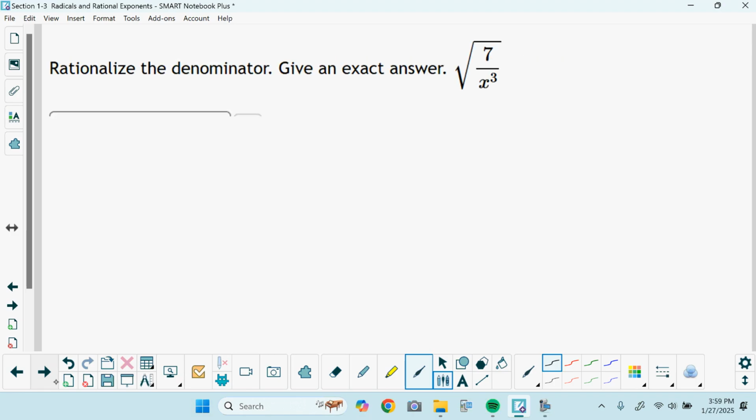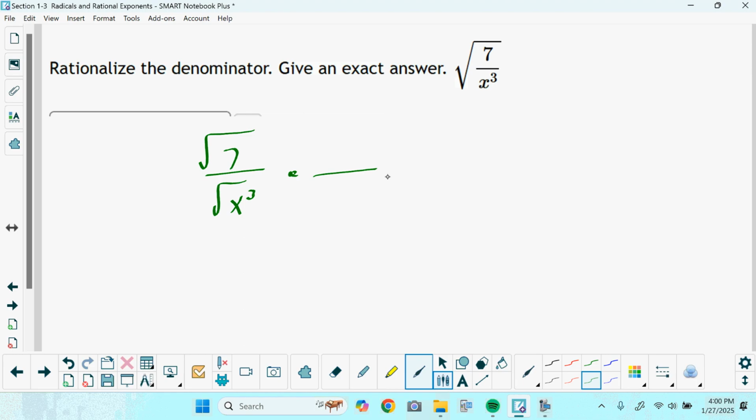Now, let's look at this one. We're going to rationalize that denominator, okay? And what we're going to end up doing is we're just going to, again, split it. So we're going to say, okay, square root of 7 over the square root of x cubed, okay? So what would I need to do to get this to be a power of 2, multiples of 2?